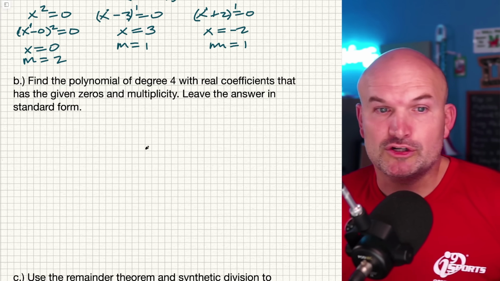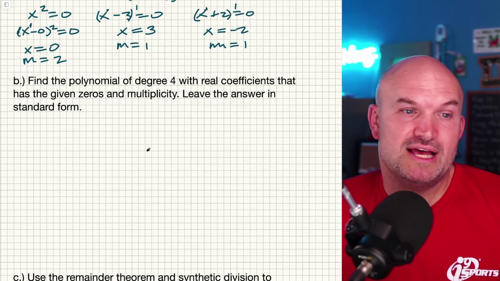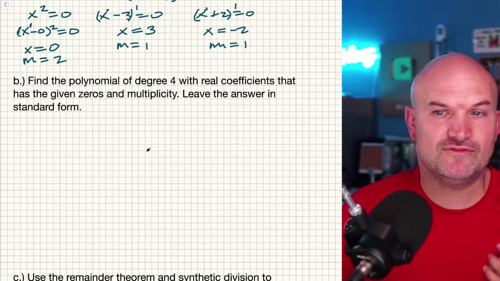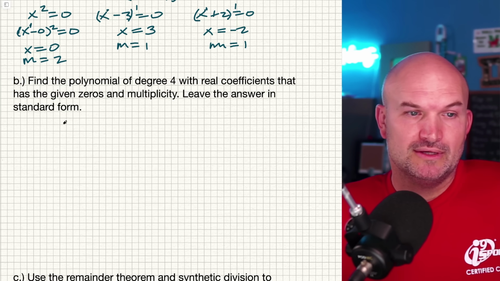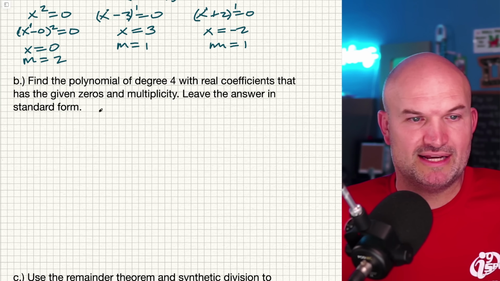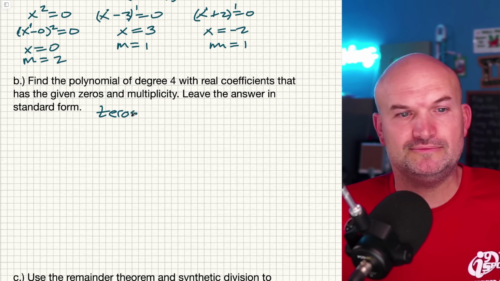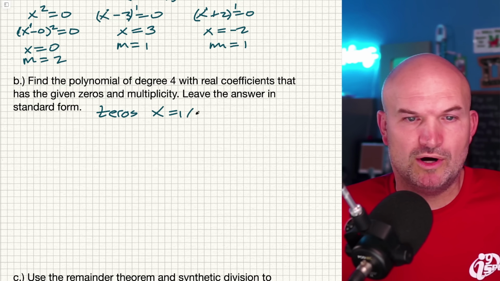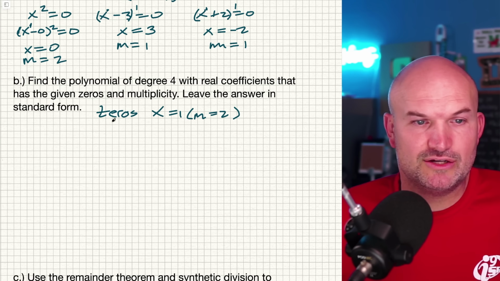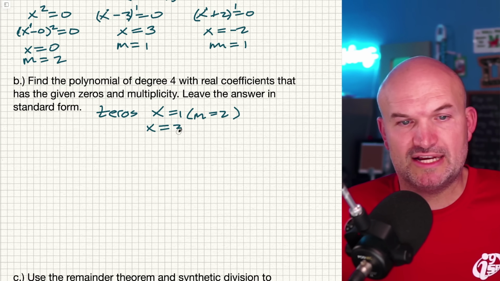Find the polynomial of degree 4 with real coefficients that has the given zeros and multiplicity. Leave the answer in standard form. Okay, so let's find the polynomial, and let's say here are going to be my zeros. So the zeros: let's do x equals 1 with a multiplicity equal to 2. And let's go ahead and do x equals 3i.